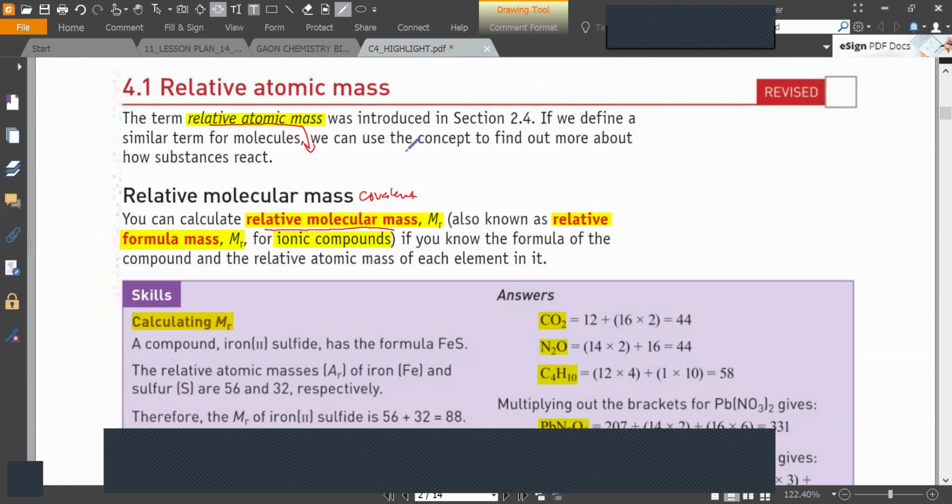Relative molecular mass is for covalent compounds. When we're talking about covalent compounds like water, CO2, SO2, C2H6, all of these covalent compounds will use molecular mass. Relative formula mass is for ionic compounds, like NaCl, NaOH, MgCl2. All of these are relative formula mass.